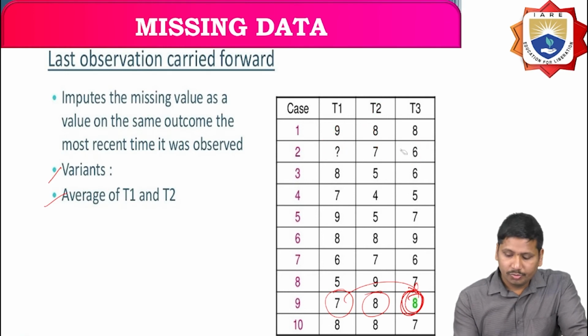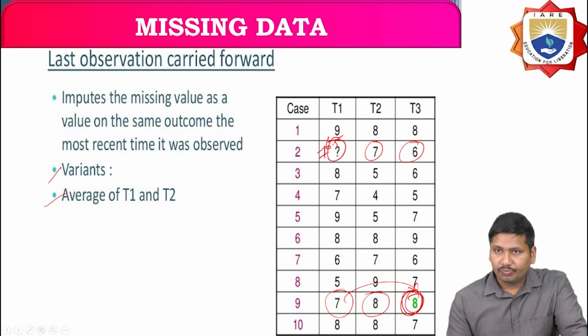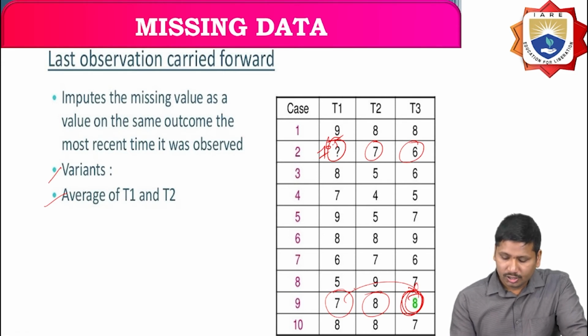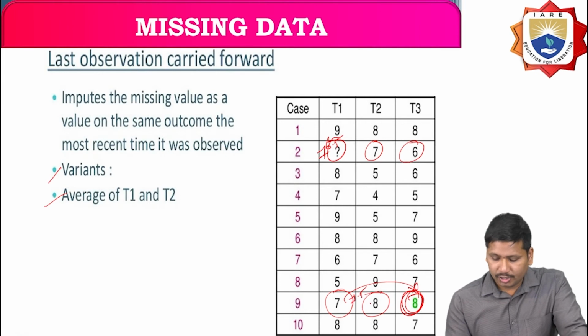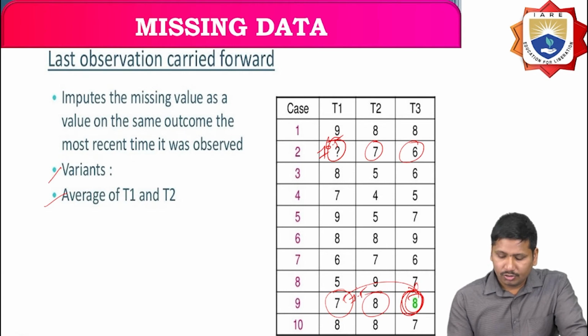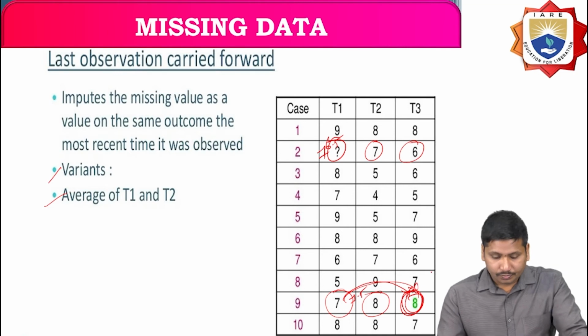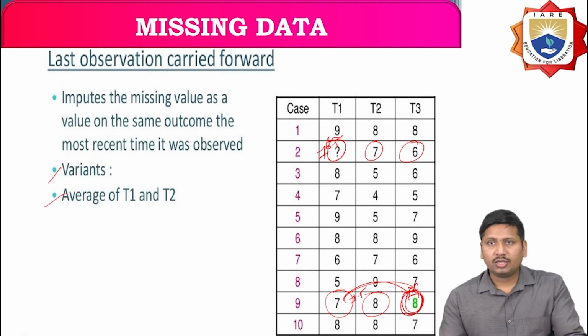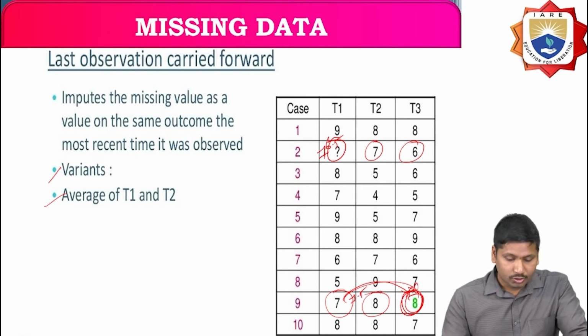Right. So what should be the average of 7 and 6? 7 and 6 is approximately 6.5. So that one is going to be filled. Rounded off, it means 7. So 7 is the value I'm going to fill here. Similarly, here I'm getting this missing value of 7.5. The average of T1 and T2 is 7.5. So round it off, that should be 8. So that one is going to be filled in the missing value with the 8 here. So this should be the last observation carried forward.